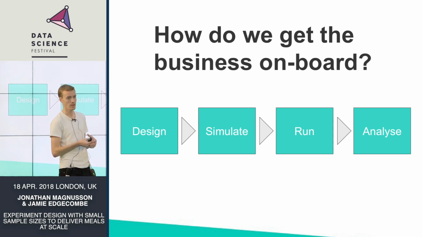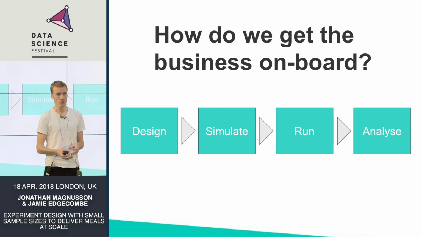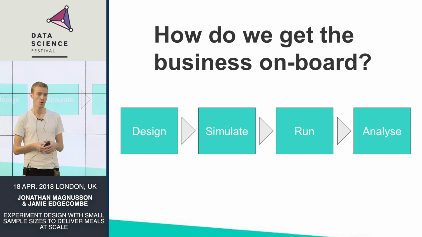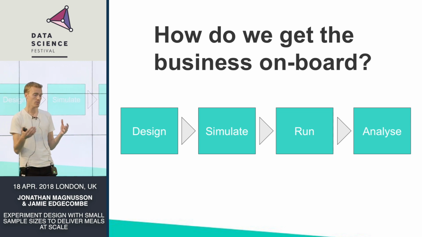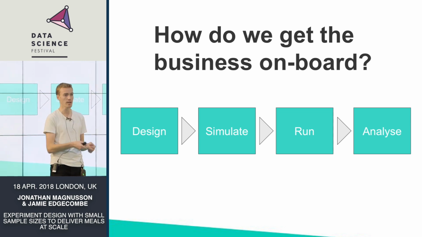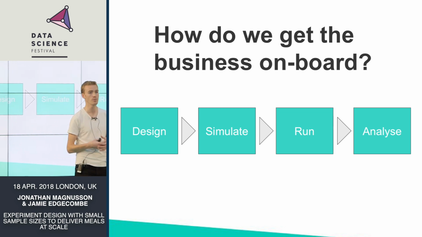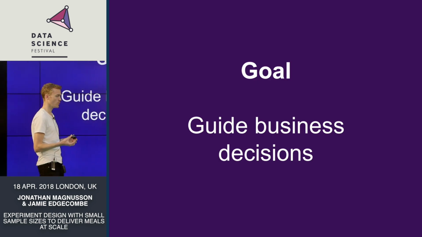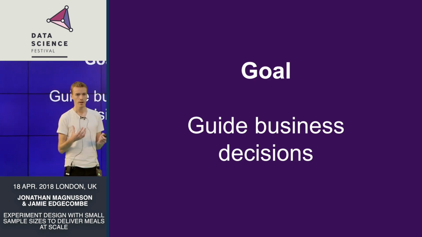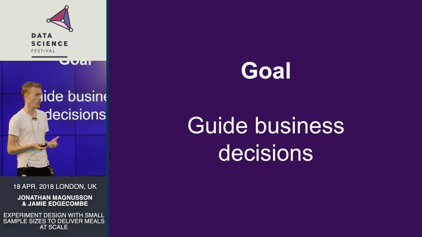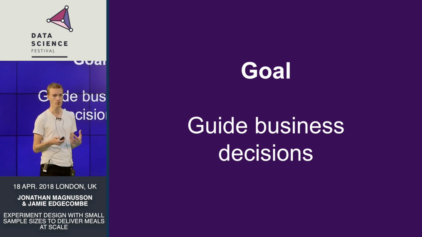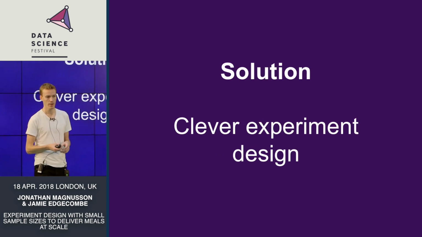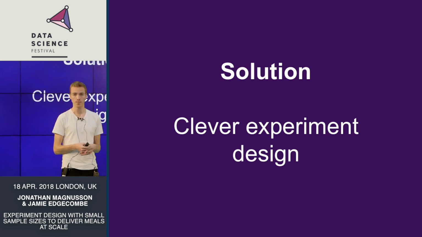And once that's done, we analyze the experiment. We try to estimate the effect of the change. And then we take that analysis, turn it into insights and a recommendation to the teams that are involved in this. So to summarize, the goal for us here is to help guide business decisions. And the problem that we often have with our delivery network is that we have very small sample sizes. And we solve that by a clever experiment design.